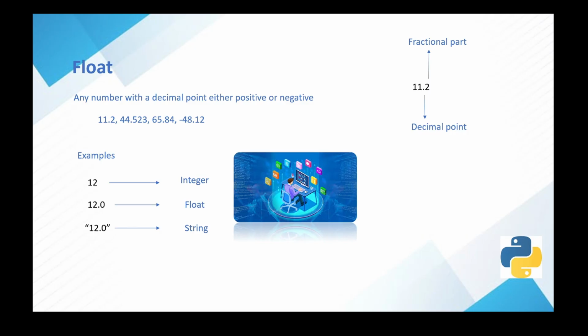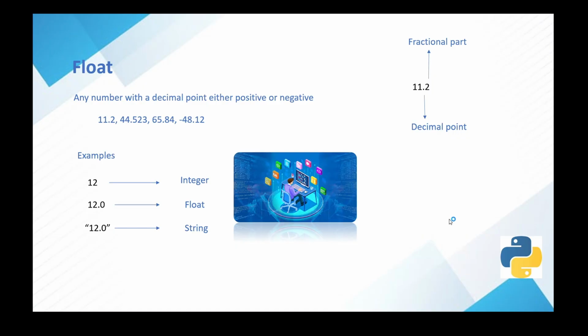Next we are going to learn about float. What is float? Any number with a decimal part, either positive or negative. Some numbers we have taken here: 11.2, 44.523, 65.84, -48.12. For example, in 11.2, the point is a decimal point and 2 is a fractional part. After the point we have digits, which are the fractional part.